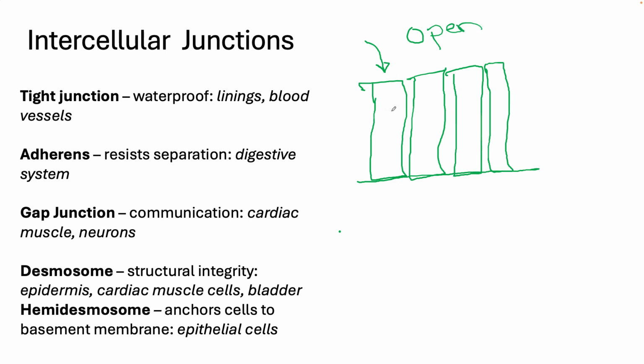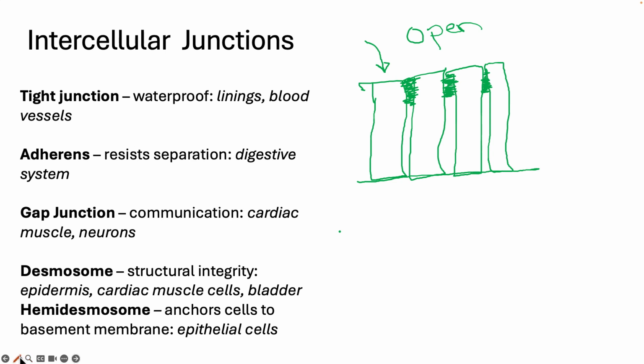And the first thing we want to do is make sure that these are waterproof, that the stomach acid isn't going to get down in between these cells and start digesting them. So the first type of intercellular junction that we're going to talk about is called a tight junction. And that actually makes these waterproof. It resists anything getting past them. There's no way through them unless you go actually through the cell itself. So that's a tight junction.